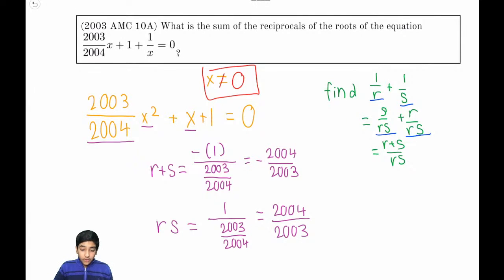So we found the value of r plus s. We found the value of rs. So now we want to find the value of r plus s over rs, which is just going to be equal to, r plus s is negative 2004 divided by 2003.